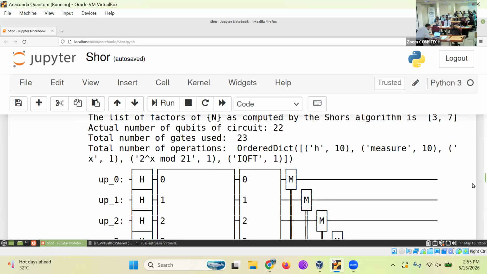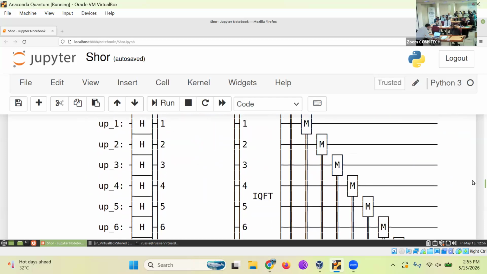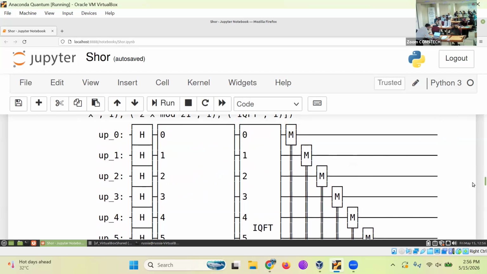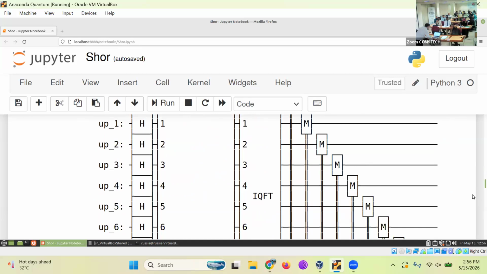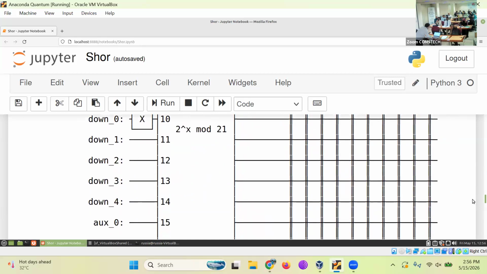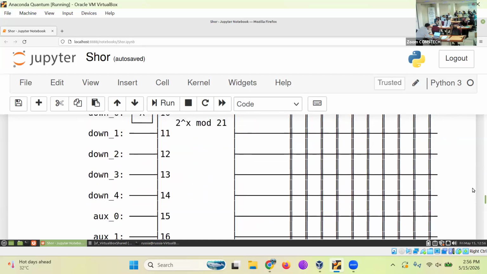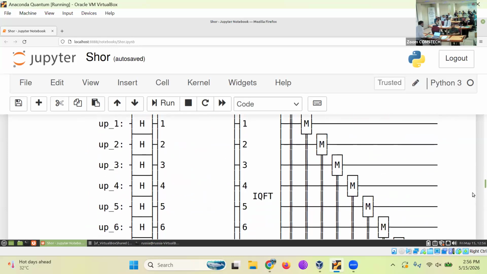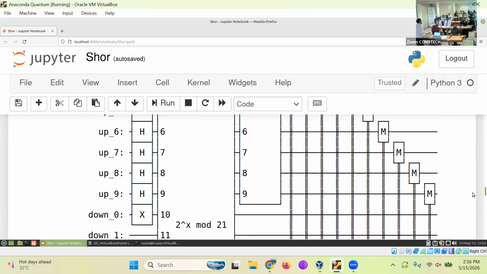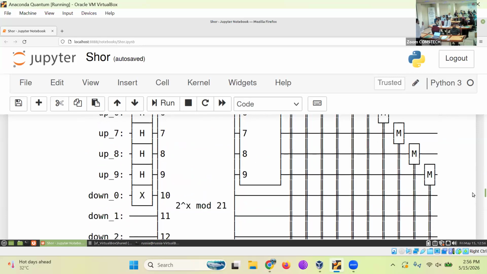Okay, and this is the quantum circuit. So you see I'm defining two types of bits, up bits and down bits. Down bits are my ancilla bits. Down bits I do not put in superposition, up bits I do, and there is just one bit, down 0, on which I apply a NOT gate, so all of the other bits are at 0, and down bit 0 is 1.